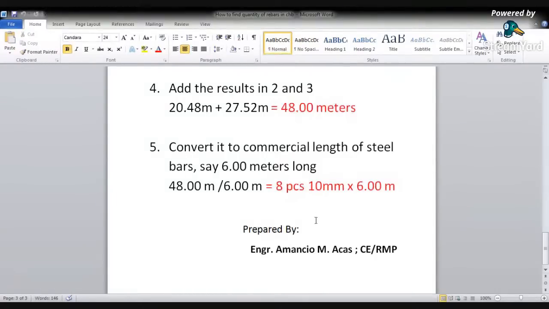So that's it for today. This is the rebars computation, and I know that you can use this one.